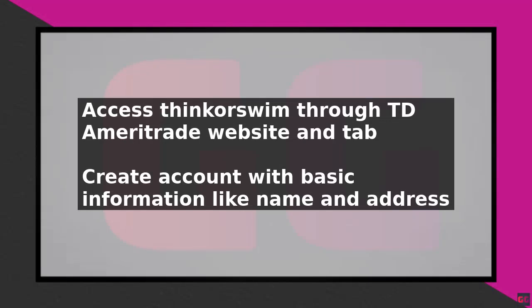To access Thinkorswim, start by going to the TD Ameritrade website and clicking on the Thinkorswim tab. If you do not have a TD Ameritrade account, you will need to create one by providing some basic information such as your name, address, and social security number. Once you have an account, you can download the Thinkorswim platform from the website.